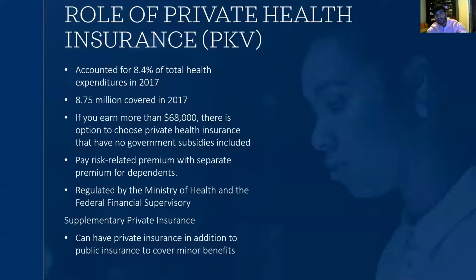Okay, so the role of the private health insurance. The private health insurance accounts for 88.4% of the total health expenditures, and 8.75 million people were shown to be covered in 2017. And as we said before, if you earn more than $68,000, you don't have to be part of the public insurance. You can just choose the private health insurance.